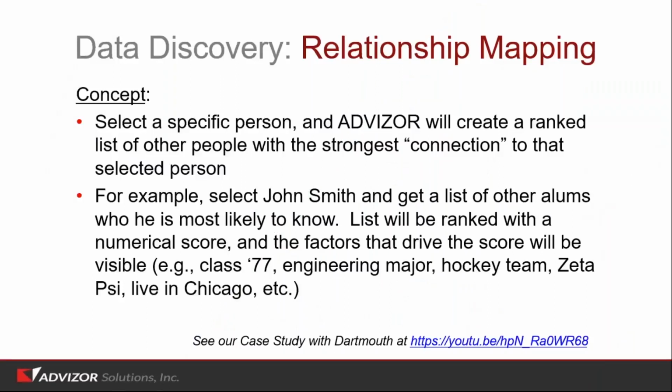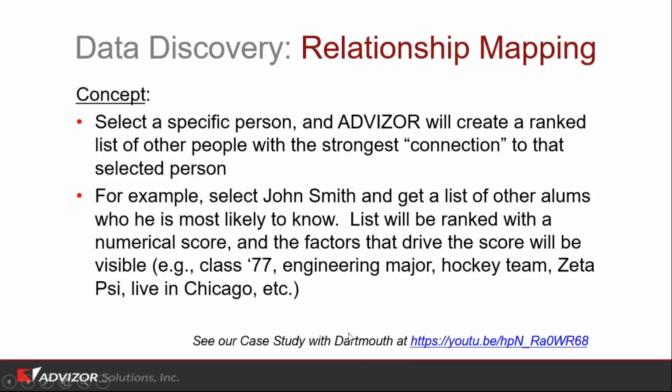Another really good use of a discovery tool is relationship mapping. So you can select a specific person, and we can create a ranked list of people with the strongest connection to that person. For example, select John Smith and get a list of all the other alums he's most likely to know. The list will be ranked with a numerical score, and the factors that drive the score will be visible. Like the class of '77, people in that will get higher. The class of '78 will get a score but a little lower because they're nearby. They might have known each other.